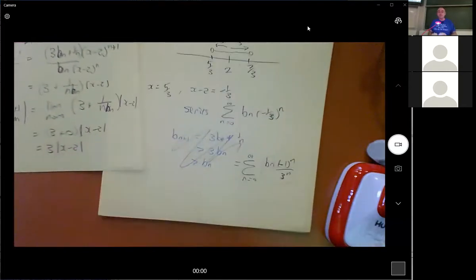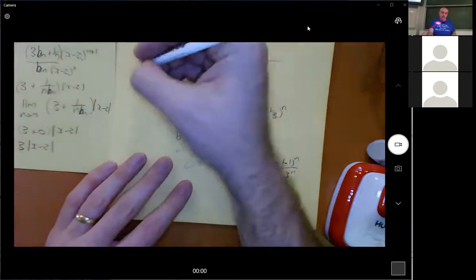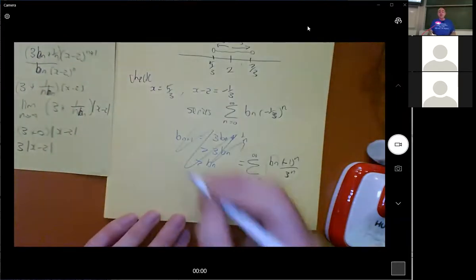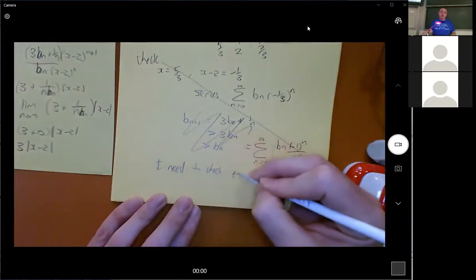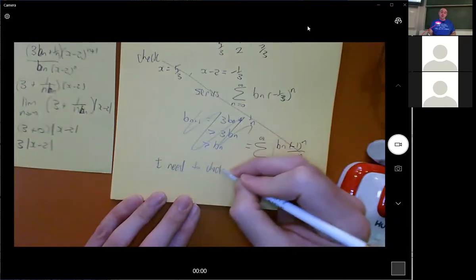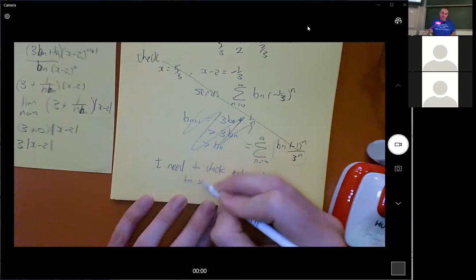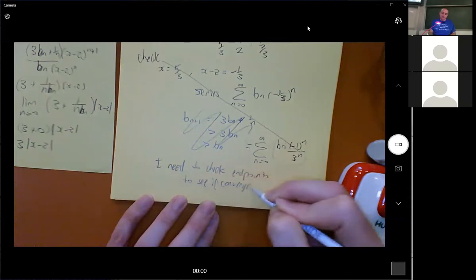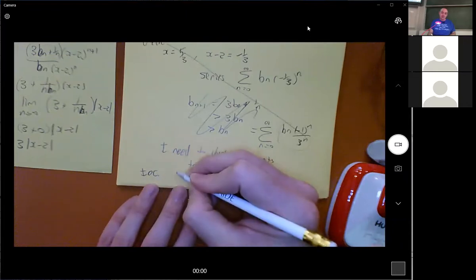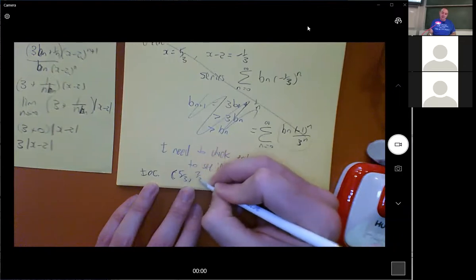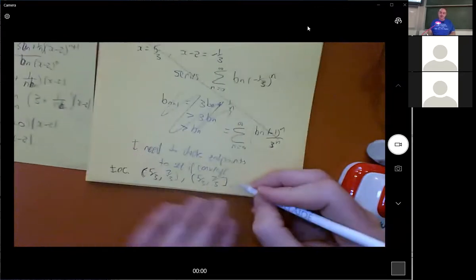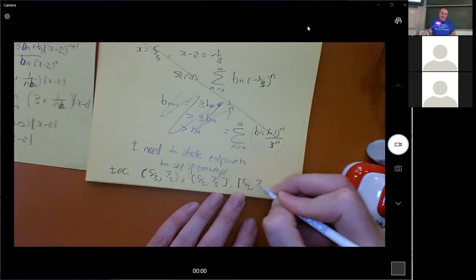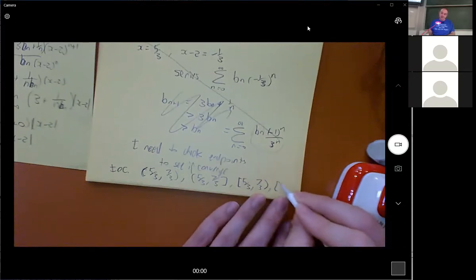If I was in an exam at this point, I would say I need to check the endpoints to see if they converge. And so the options for the interval of convergence, there are 4 options. It either doesn't converge at both ends, or converges at that end, or it converges at that end, or it converges at both ends.